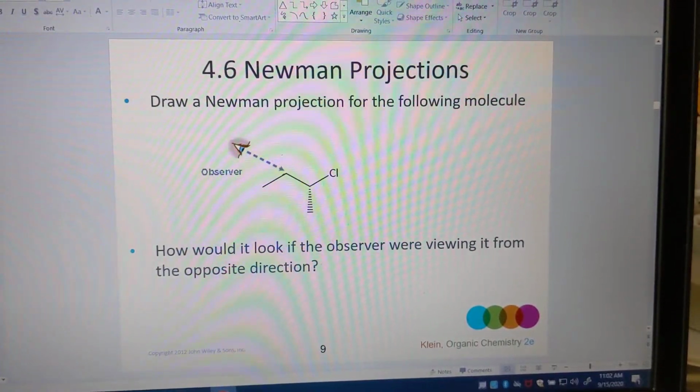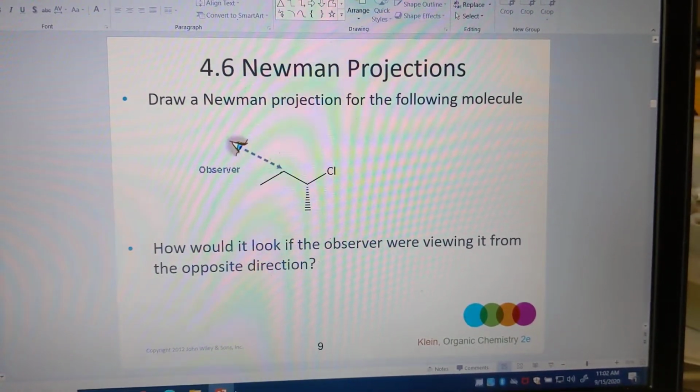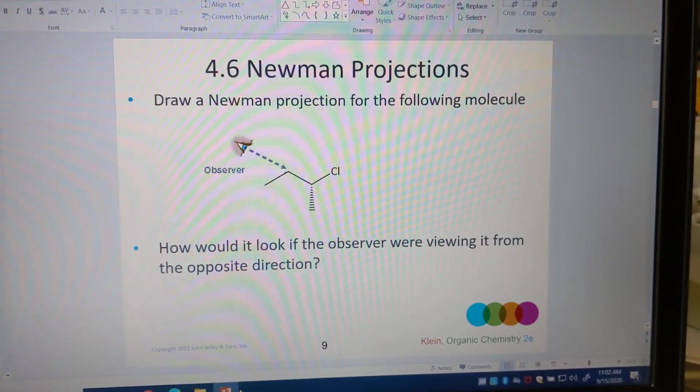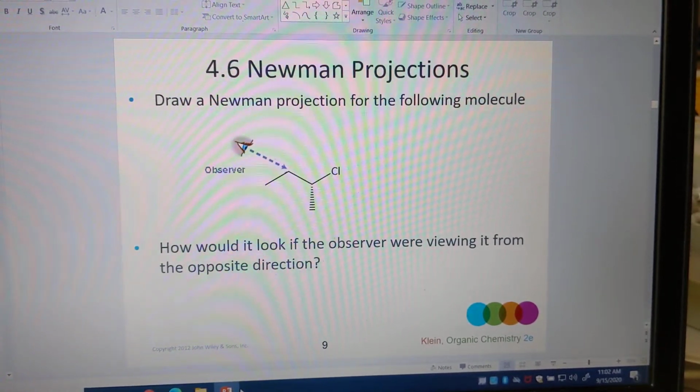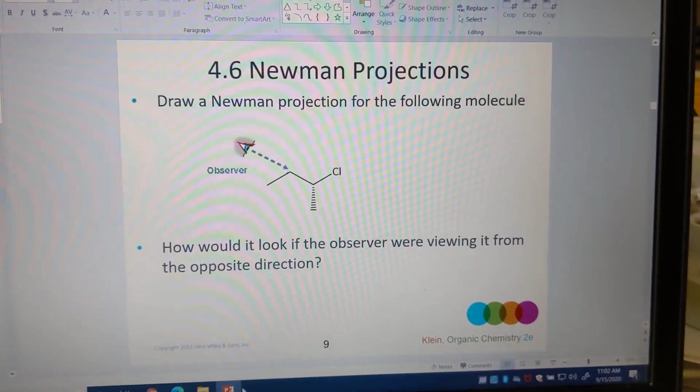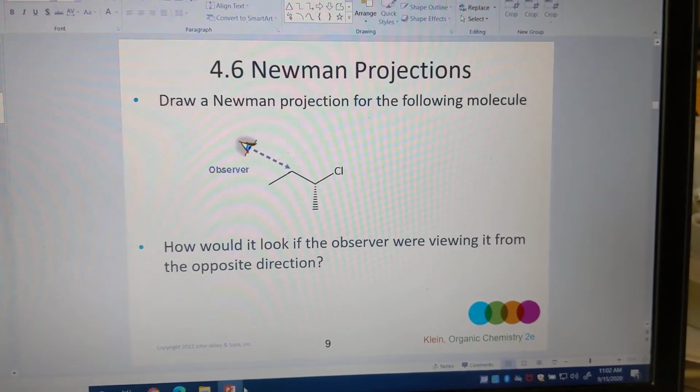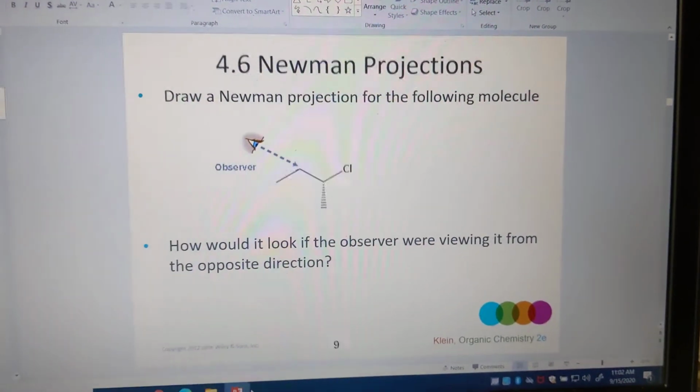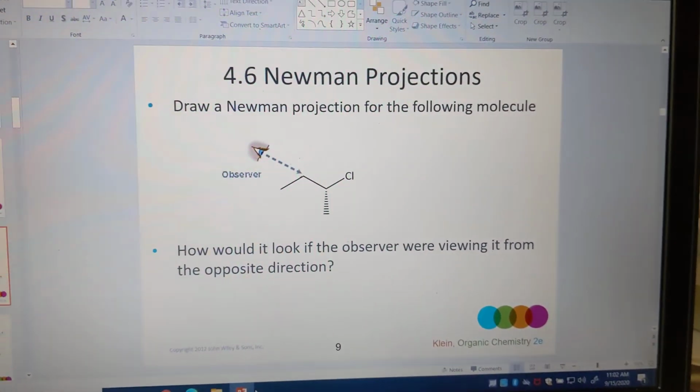Hey all, I'm going to make a video here to help explain this example using a model. So during lecture I'm just sharing my screen. You can't really see any of the models. It really helps to see those in 3 dimensions, especially with the Newman projections because they are a challenging issue for students.